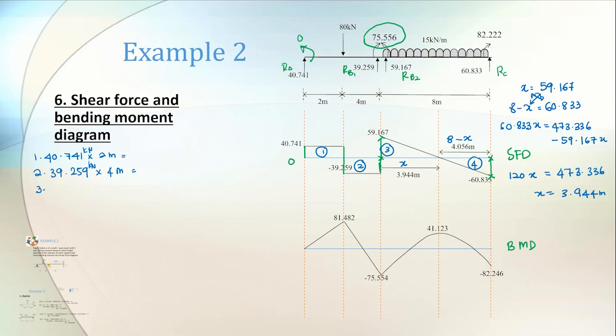So for number 3, it is a triangle. So 1/2 times 59.167, and you multiply with the width of the triangle, which is 3.944. And number 4, 1/2 times 60.833 and times with the width of the triangle, which is 4.056. Then we can solve all this.